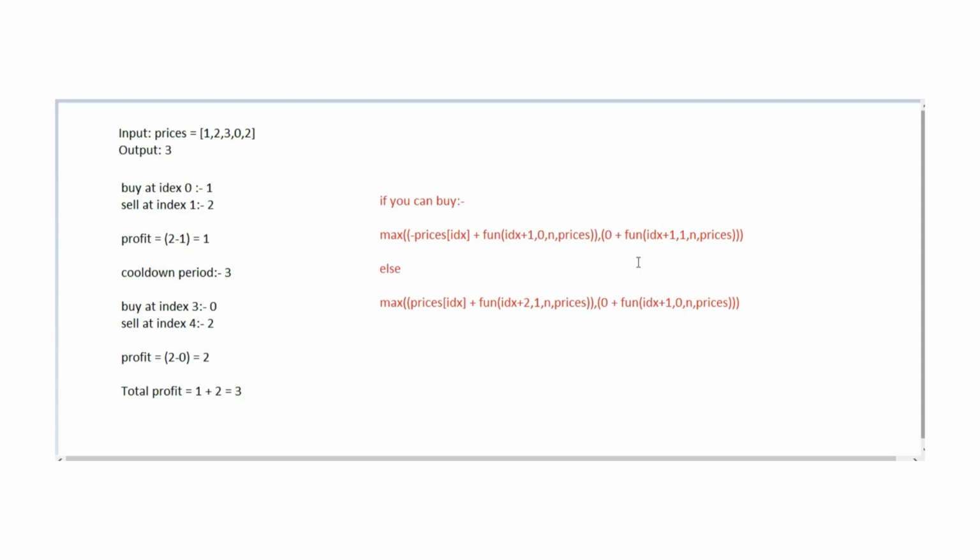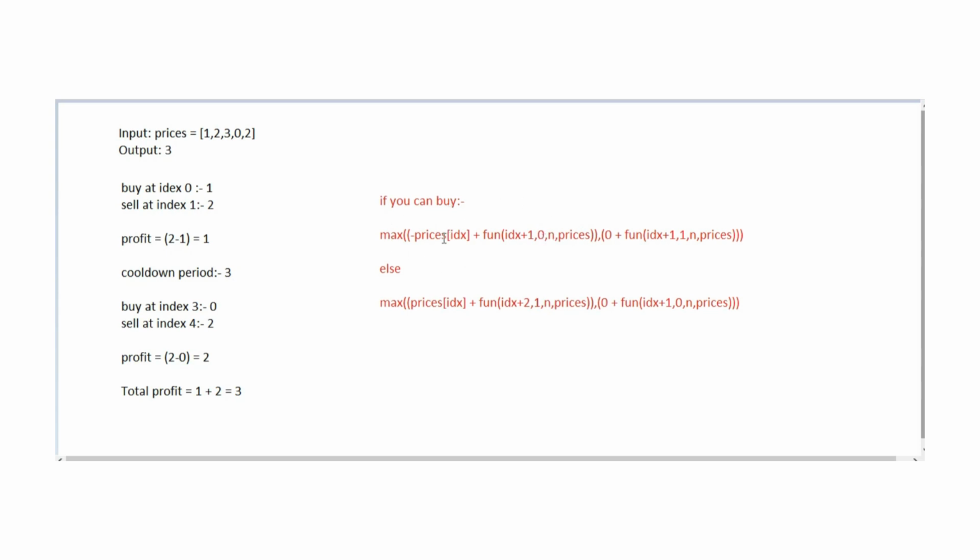Here I have made the recursive calls that we need to do. There are two choices, as I have earlier mentioned. If we can buy on that particular day, then there are two choices. If we buy it successfully, then here I have mentioned minus prices of idx, meaning we need to give the cost as we are buying it. After buying it, we make the recursive call for the next index, but at that time our buying is 0, meaning we can't buy, because now this is the condition of selling. After successfully buying it, we need to sell it in the upcoming days.